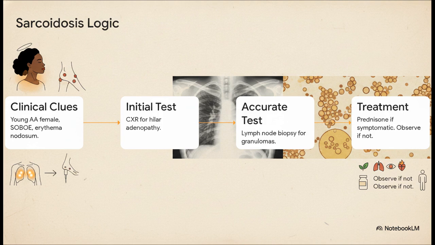The most accurate test, though, is a biopsy of an accessible lymph node or organ showing non-caseating granulomas. This helps rule out TB, fungal infections, or lymphoma. If they're asymptomatic, you just observe. But if they have symptomatic pulmonary, ocular, neurologic, or cardiac involvement, or severe hypercalcemia, you need to initiate systemic glucocorticoids.